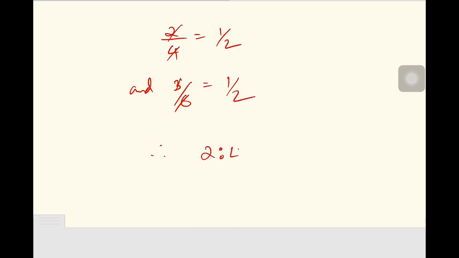Maybe for example 2 by 4, if you cancel it, the ratio is half. And let's say 3 by 6, what is the ratio? Half. Therefore I can say 2 is to 4 is the same as 3 is to 6. So this is a proportion.